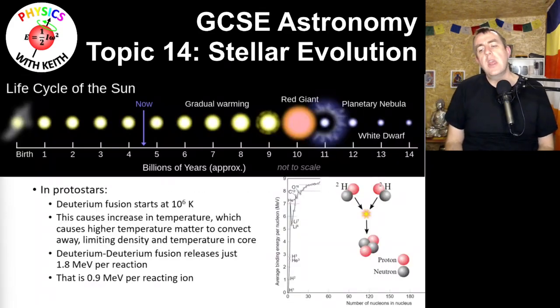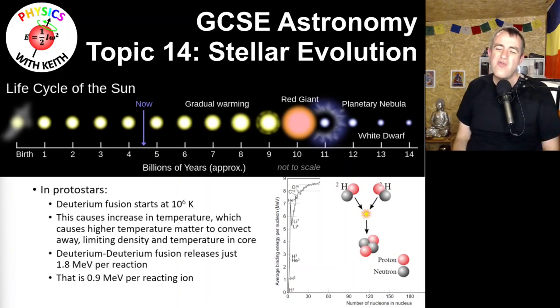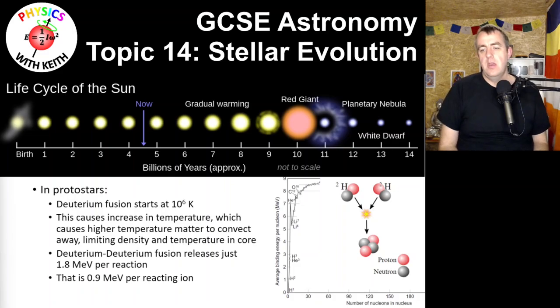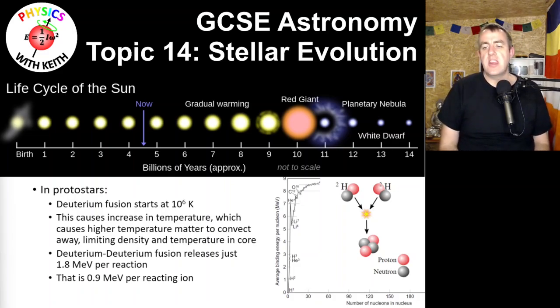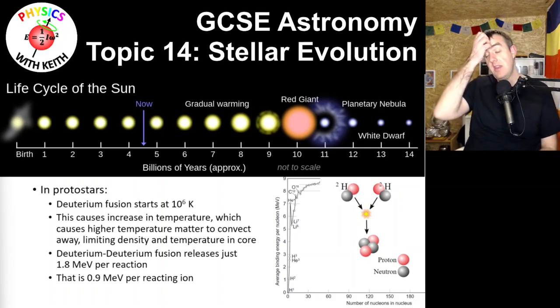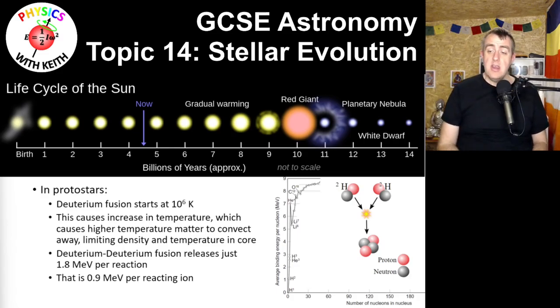So I don't like the term life cycle, because it's not really a cycle. You've got the star forming. The star stays pretty much the same size for most of its life, if it's a main sequence star, but then it's going to expand. It says here gradual warming as well, but it's going to expand. And as it expands, there's a few different things that can happen depending on the mass of the star.